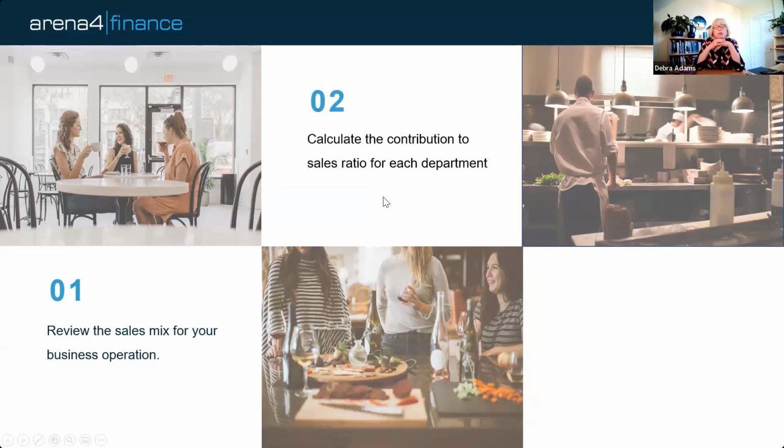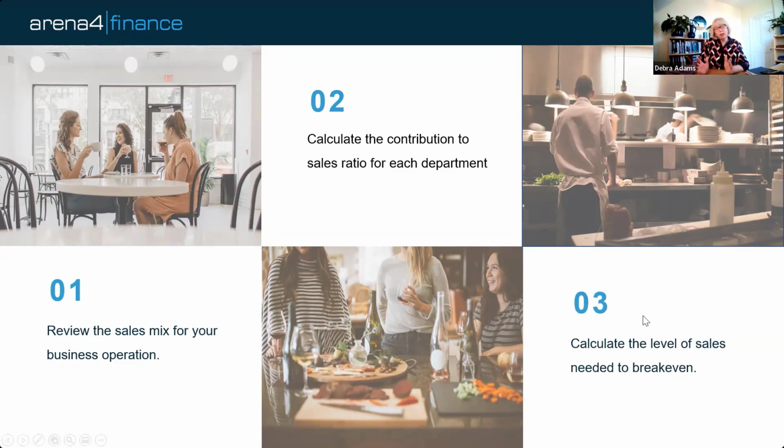So calculate the contribution to sales ratio. Now remember, contribution is selling price minus the variable costs. And you will have a very different CS ratio for rooms, food and beverage, and then any other areas that you have in your business, golf or spas, or all the additional revenue streams that you may have. So look at the CS ratio for each of those, and then from that you'll be able to calculate your break-even point with the fixed costs.